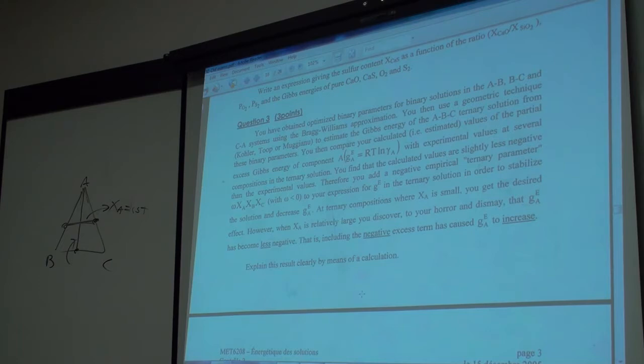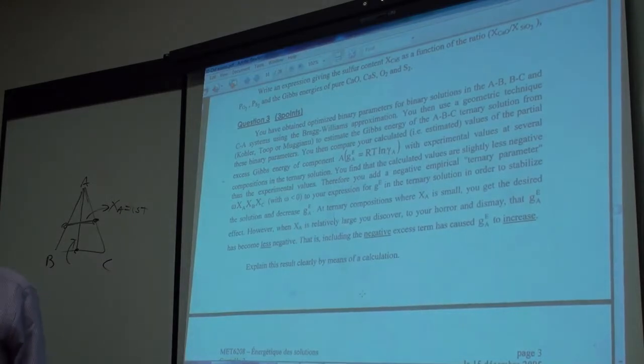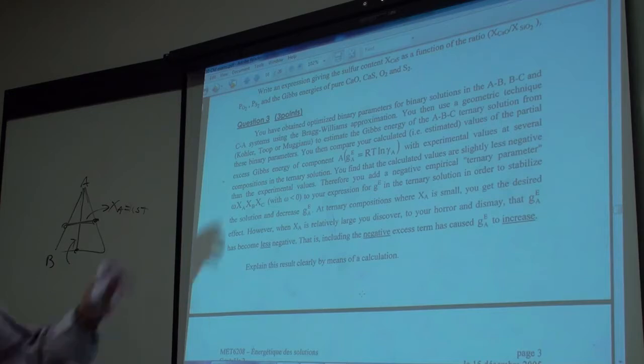So when you do your Kohler approximation interpolation just from the binaries, you find that you're getting a little bit too negative. In other words, the ternary solution, the GXS of A, which has been measured, that you can measure as the partial property of A by vapor pressure or electrochemical cell, you find that it's slightly less negative than what you expect. So your approximation is giving you a little too much negative deviation. Therefore, the experimental one is less negative, so you have to put in a little more negative deviations.